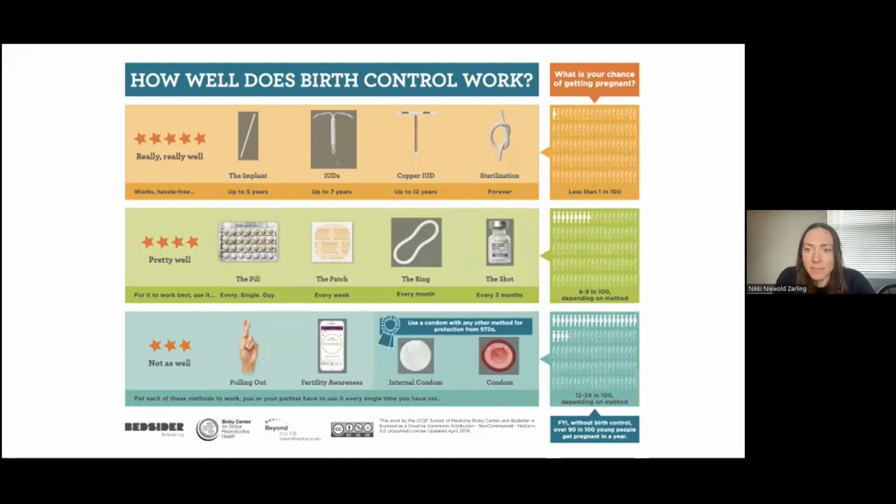What about ease, though? What do you guys think are the easiest ones to use? And I would love if you put in the chat which one and why.